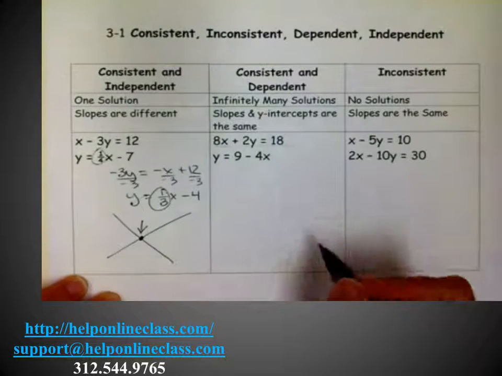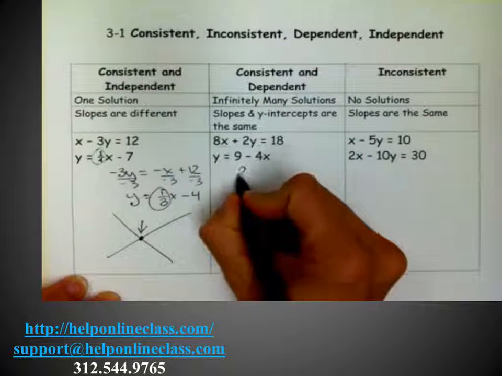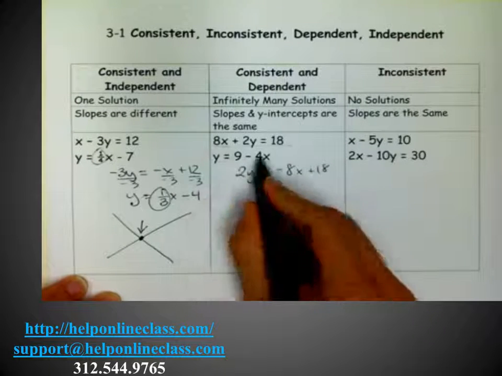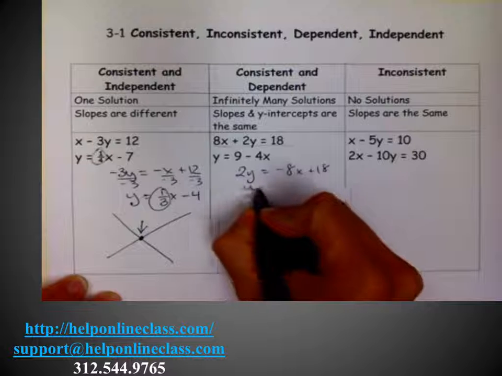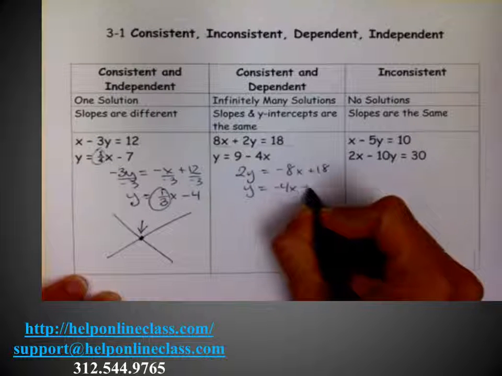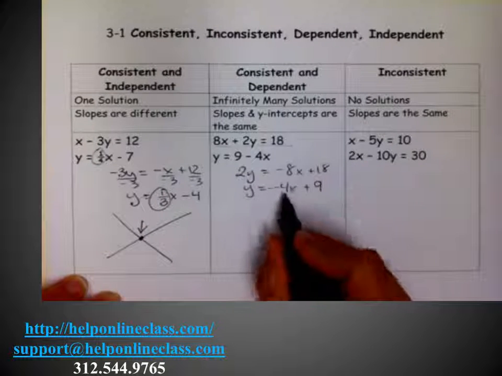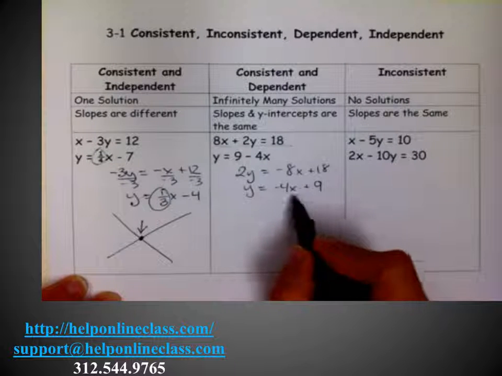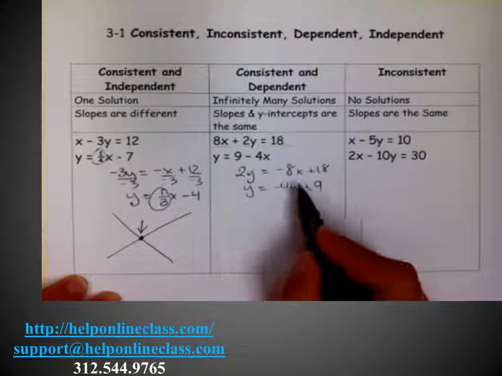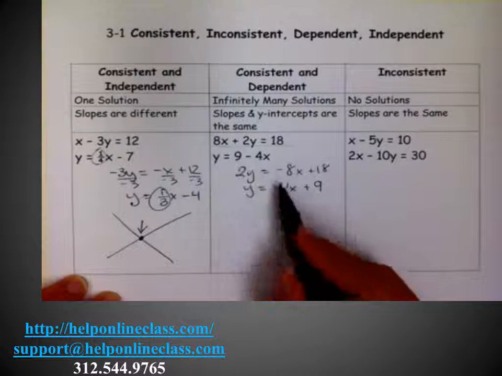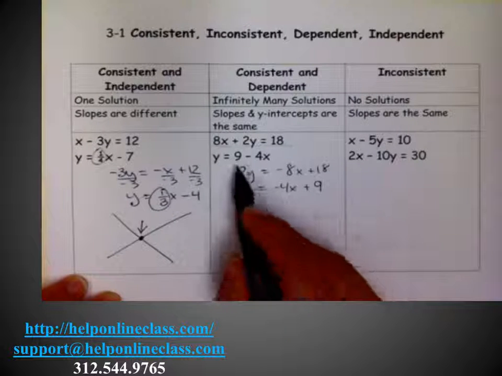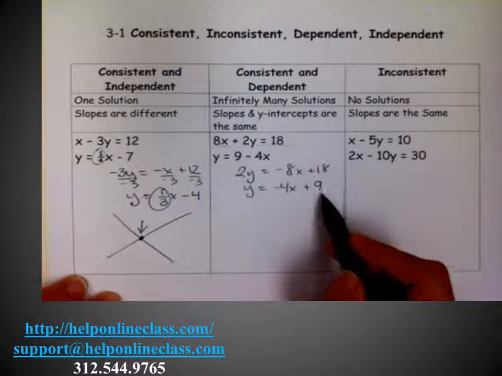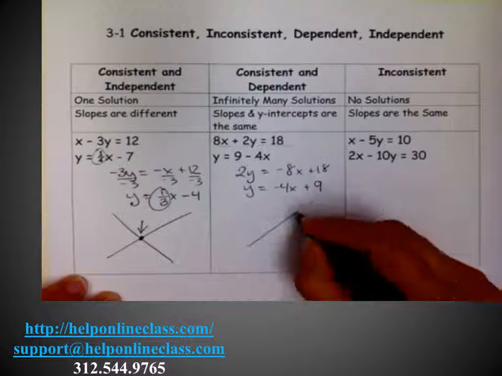But let me get this one in slope-intercept form to show you. So 2y equals negative 8x plus 18 when I bring the 8x over. If I divide by 2, I get y equals negative 4x plus 9, which is the same thing as y equals 9 minus 4x. They just switch the order. Signs are the same in front of all of them, so be careful with that. So these are not only parallel, but they have the same y-intercept. So they have the same slopes, the same y-intercepts. That means it's the same line.